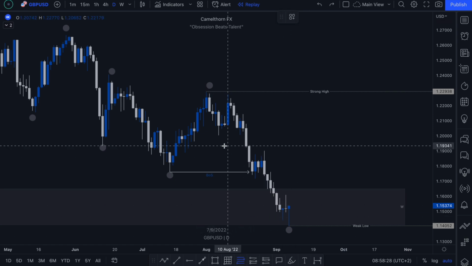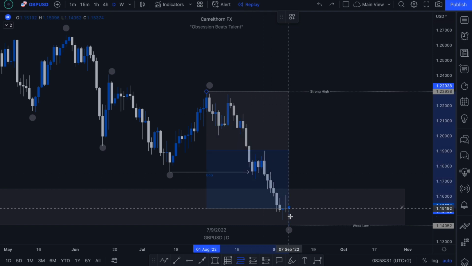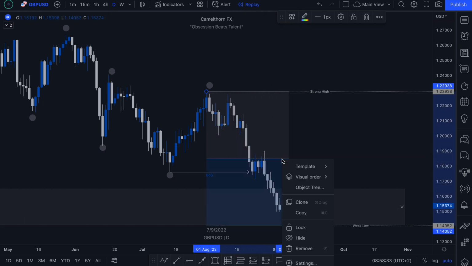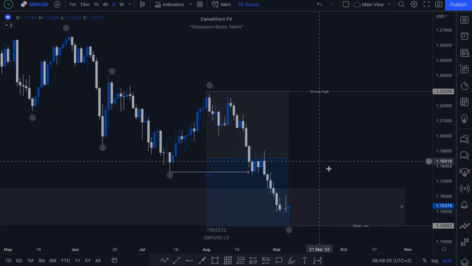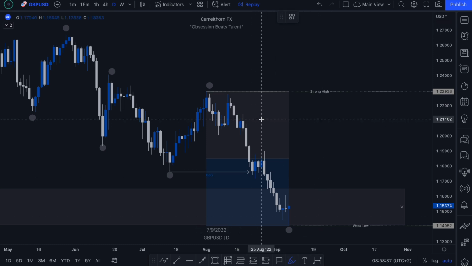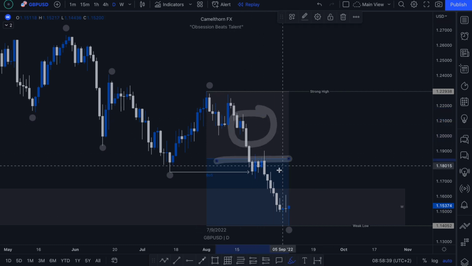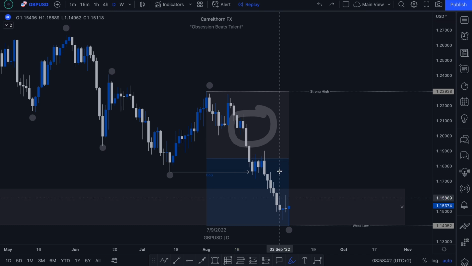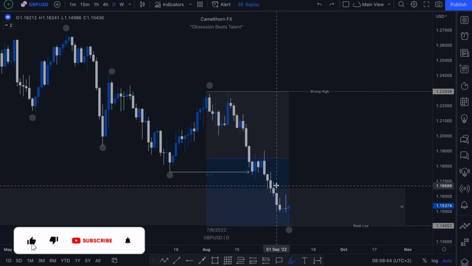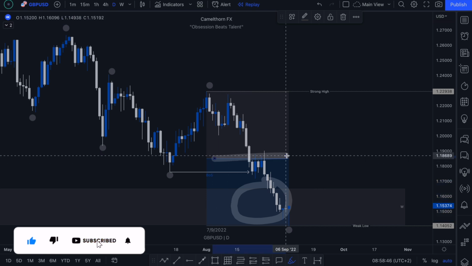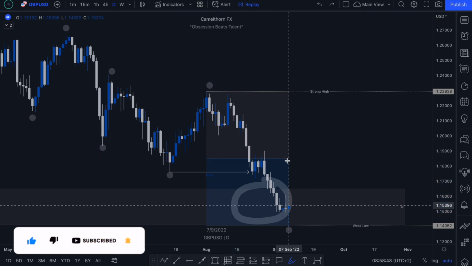So what we can then also do is bring on our premium and discount tool, and then we can mark out what we regard as premium and discount pricing. So again, everything above our 50%, our equilibrium, would obviously be our premium pricing, and then everything below our equilibrium would be regarded as our discounted pricing.